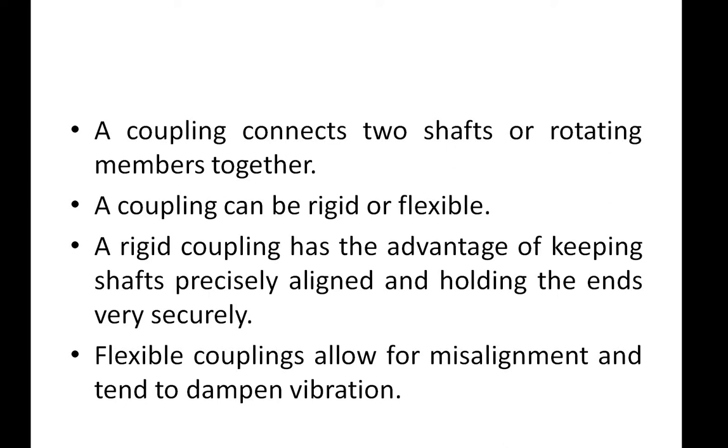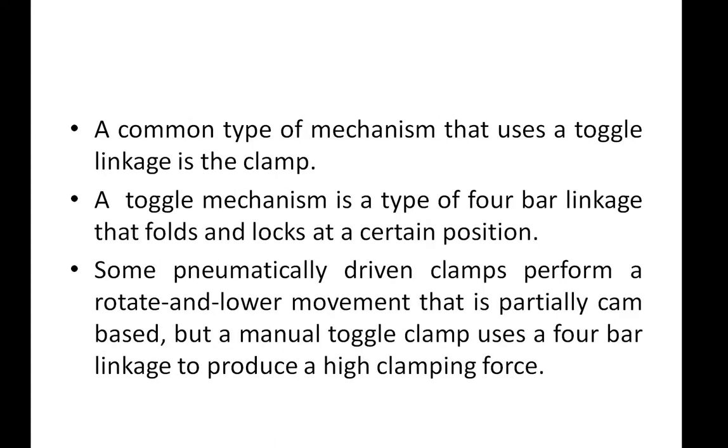Now a rigid coupling has the advantage of keeping shafts precisely aligned and holding the ends very securely. Then it becomes a rigid coupling. The flexible coupling allows for misalignment and tends to dampen vibration. From the engine there is vibration, or from the rear wheel there is vibration. This flexible coupling will allow damping and misalignment also, so that the engine vibration will not go to the rear wheel. Similarly, vice versa, the rear wheel vibration will not come to the engine. So this is one thing.